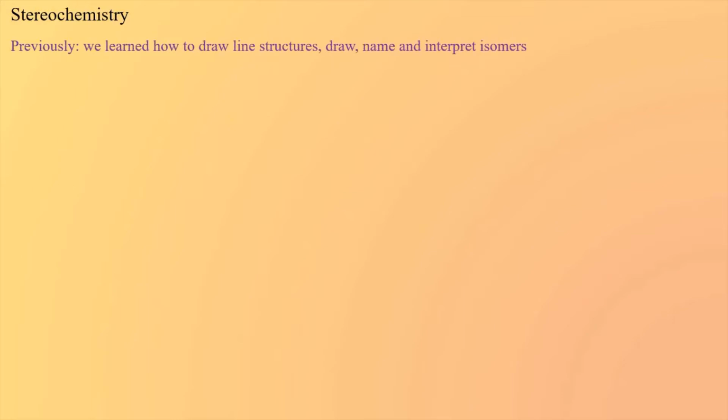Previously, we learned how to draw line structures and, given a chemical formula, how to interpret the number of single, double, and triple bonds in that molecule, and using that knowledge, we learned how to name and draw isomers. Okay? That knowledge is very critical to developing a deeper understanding of stereochemistry. Without further delay, let's look into the topic.